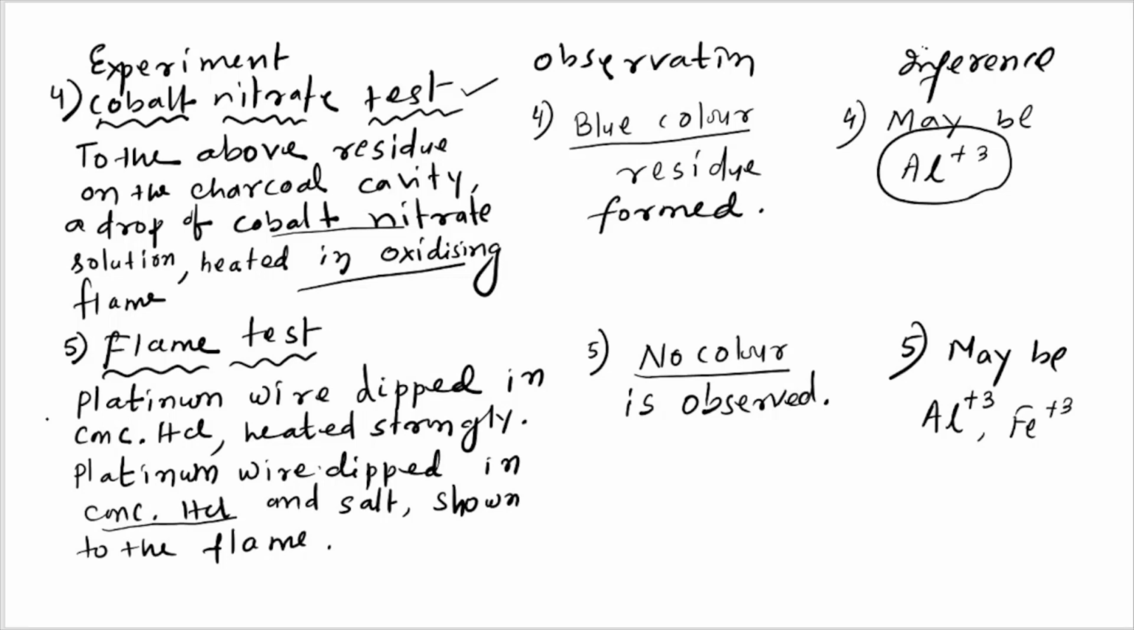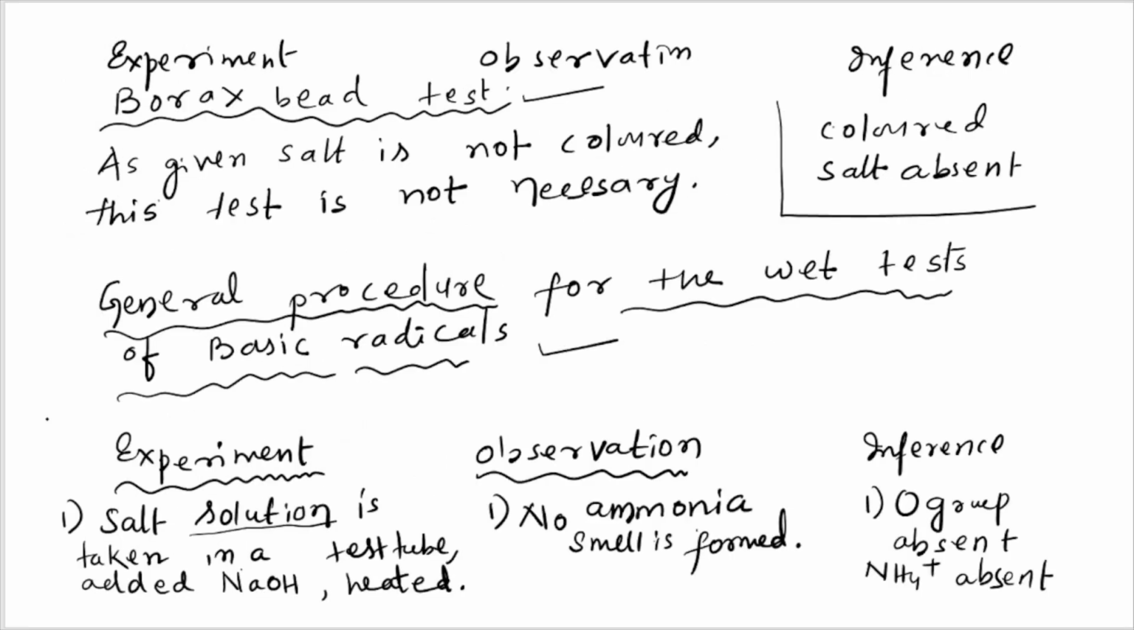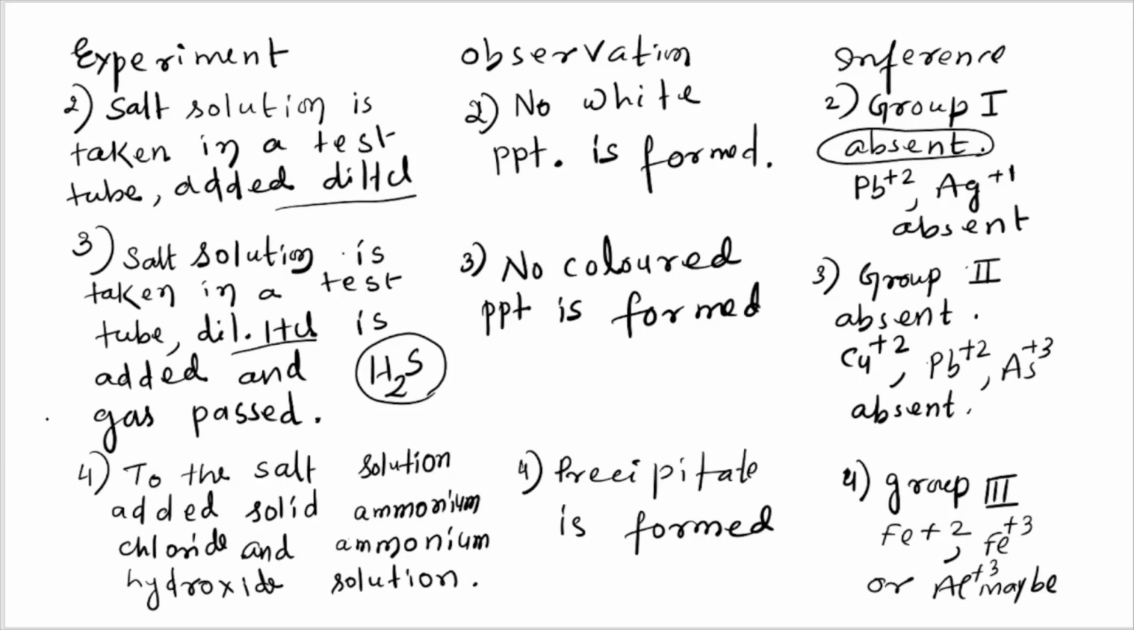Flame test, no color observed, that is not identified properly by this test. Then come to borax bead test, since the salt is not colored, this test is not helpful or not necessary. Then the procedure for wet test. Here first you will see 0 group. If 0 group you have no result, that is why you proceed to group 1. No white precipitate, then group 1 absent. Then group 2, H2S passed. No color PPT, then group 2 absent.